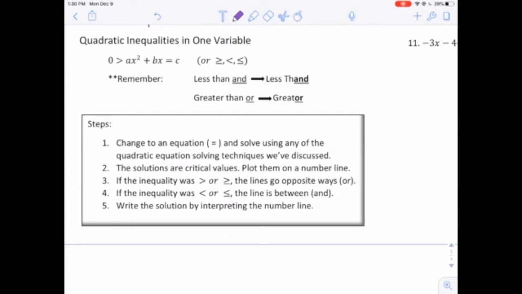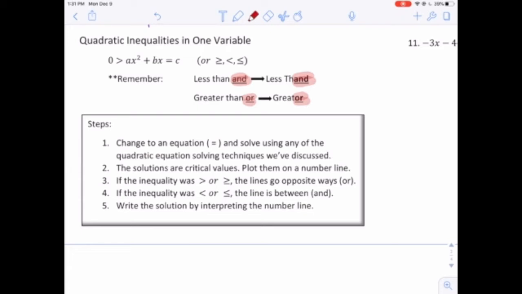So in order to do that, remember that we have our little saying that we did that's going to help us graph our inequalities: less than is "and" and greater than is "or." We said that less than could be written as "less than," and so "and" kind of is in the word. And if you write greater with an O instead of an E, then you can get the "or" in greater.